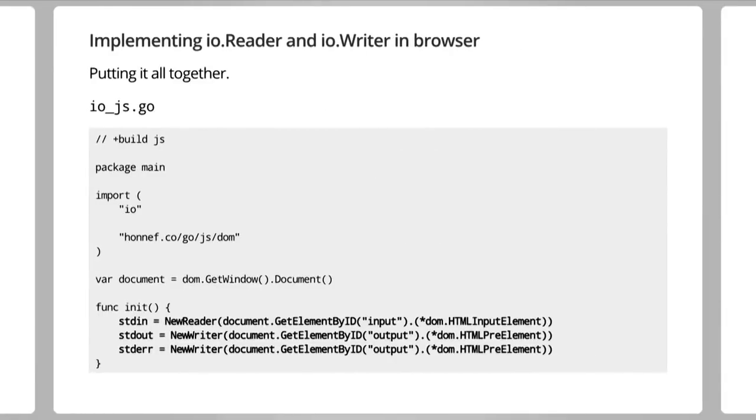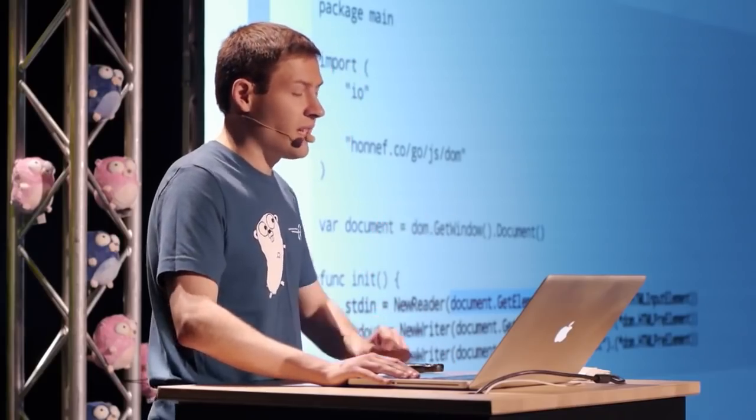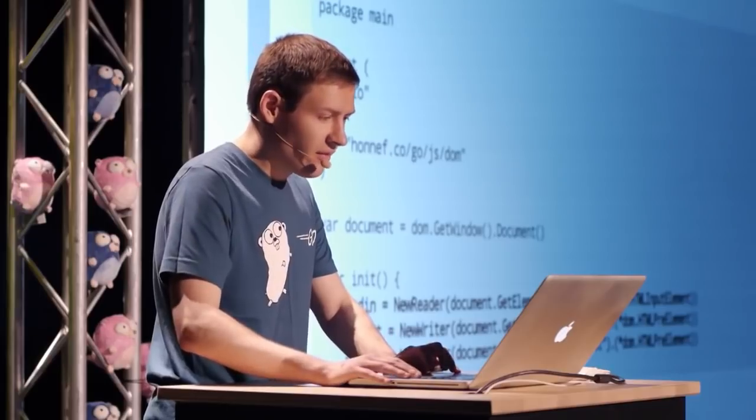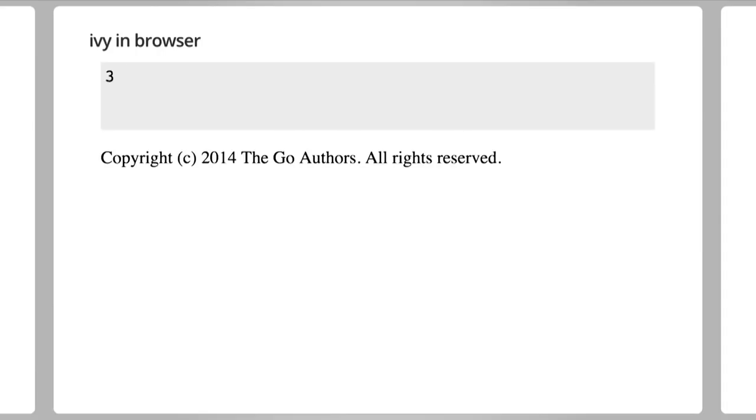So we can now put it all together. We'll just have this new file, constrain it to the JS architecture. And in the init, we'll just say that standard in is that input element wrapped in a new reader. The output is the new writer. And that's assigned to standard output and so on. And then this file, together with the rest of the Ivy code base, completely unmodified, will give us Ivy in the browser. So I can do this, and it computes it.